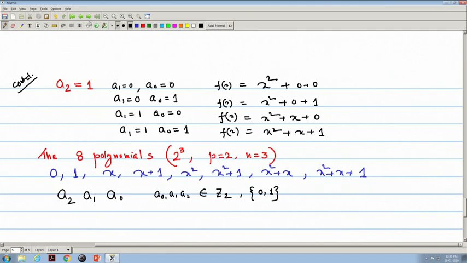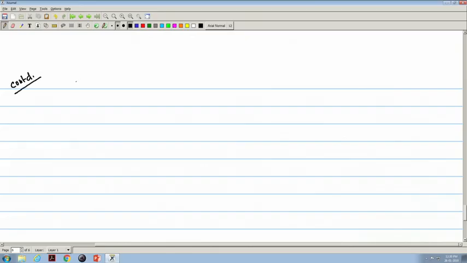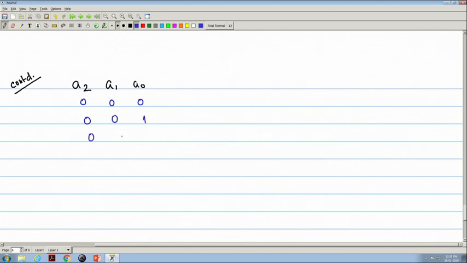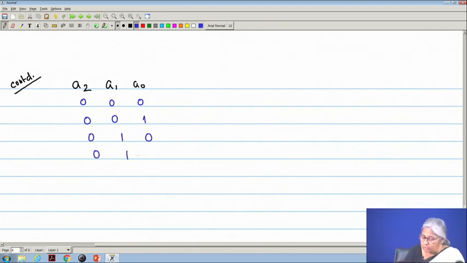So, if I continue on the next page, if I write all possible values that a2, a1, a0 take, we give the values 0 0 0, 0 0 1, 0 1 0, 0 1 1, 1 0 0, 1 0 1, 1 1 0, 1 1 1.